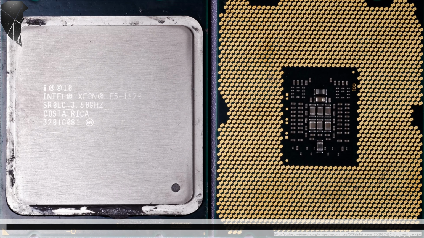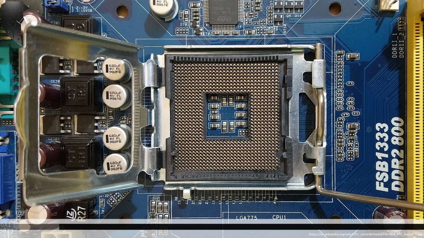The left is the outside of the processor with the integrated heat spreader, and on the right you can see the bottom side of the CPU with the pads which connect to a socket as well as some filter capacitors for power delivery. This is the socket.